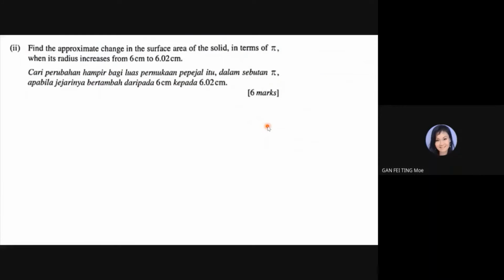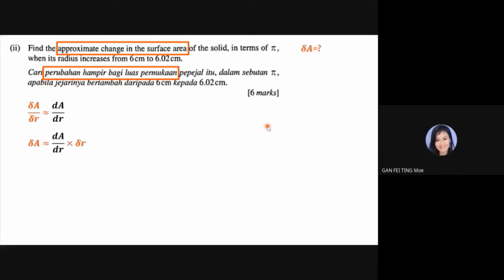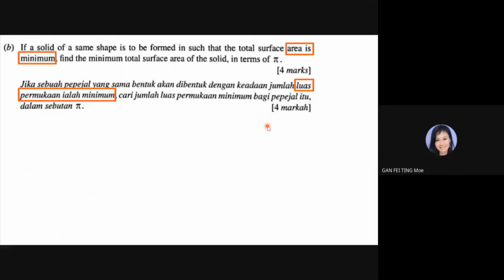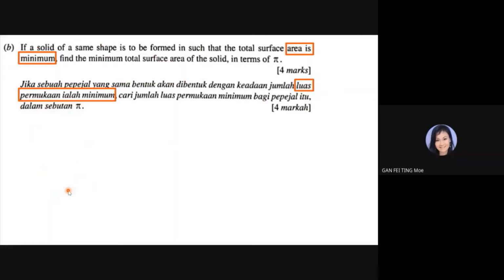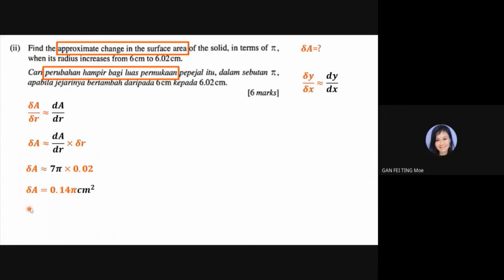Okay, then for the second part, the approximate change in the surface area. You have to understand what is approximate change. What does the question want from you? The question wants the del A. Okay, the question wants del A, so you go for your del A. Approximate change in the area. Perubahan hampir bagi luas permukaan.